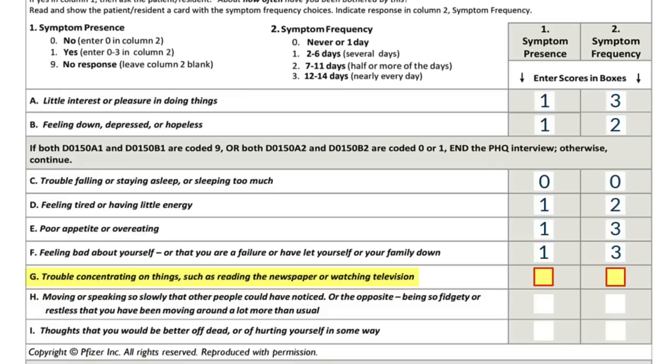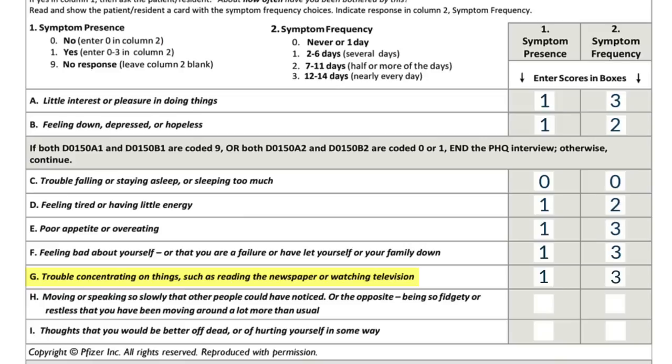The correct coding for Ms. Swanson's symptom presence for D0150G1 would be 1. Yes, Ms. Swanson described how she cannot focus on her crossword puzzles that she typically enjoys, and this bothers her. The correct coding for Ms. Swanson's symptom frequency for D0150G2 would be 3. 12 to 14 days, nearly every day.